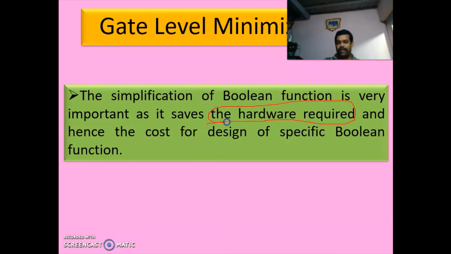So minimization will save the number of gates required, and if the number of gates is reduced, then automatically the cost of the circuit will be reduced. So the main aim of the reduction of Boolean function is to minimize the cost of the circuit.